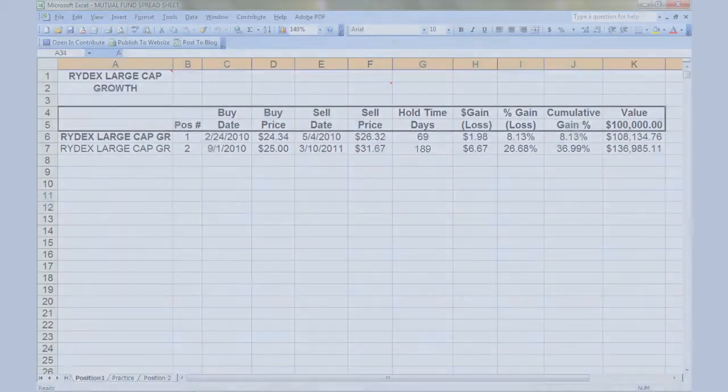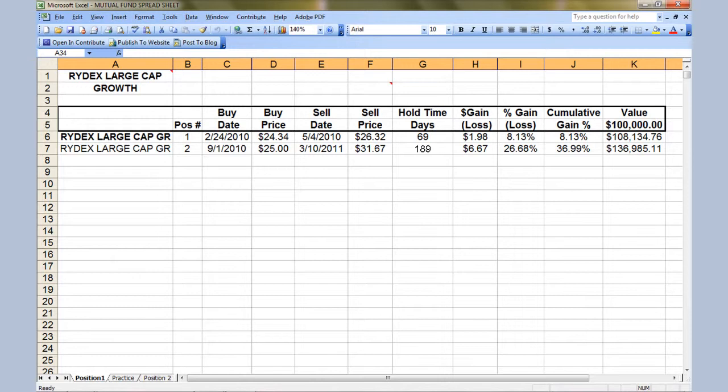Now let's put this information into a performance spreadsheet. By entering these dates and prices, the spreadsheet will automatically calculate the dollar gain, the percentage gain, the cumulative dollar gain, the cumulative percentage gain, and the new investment value.